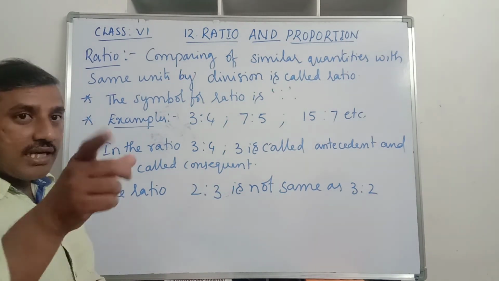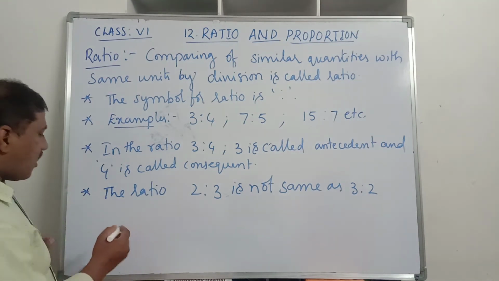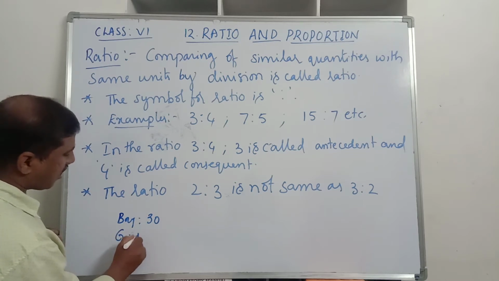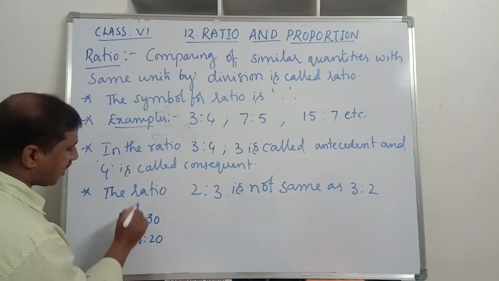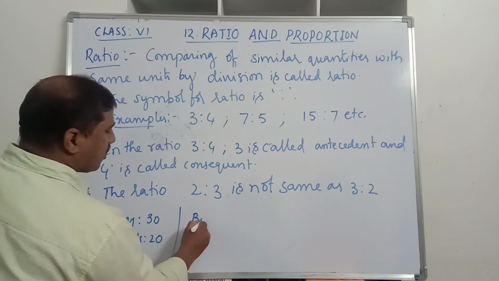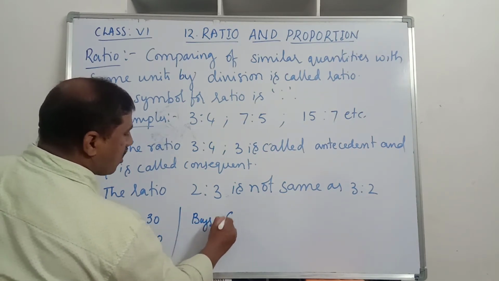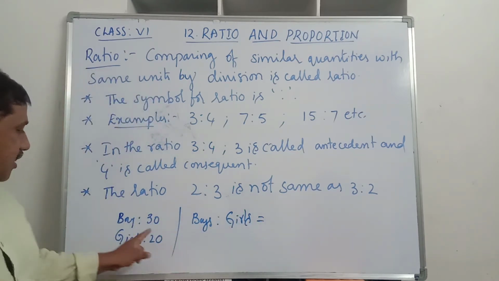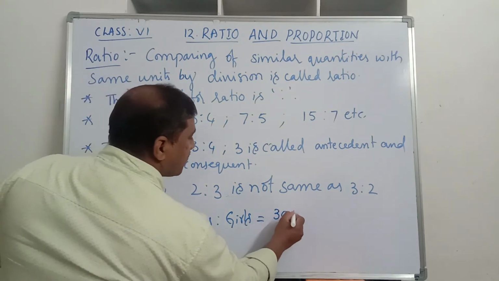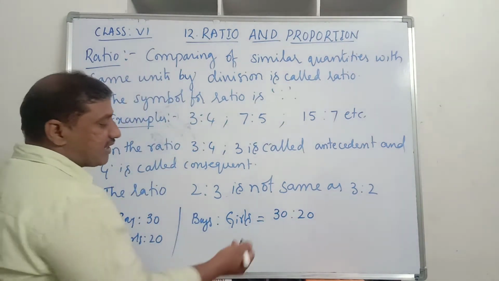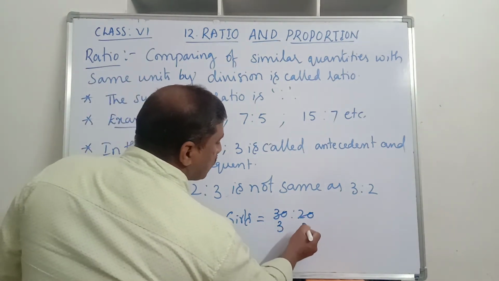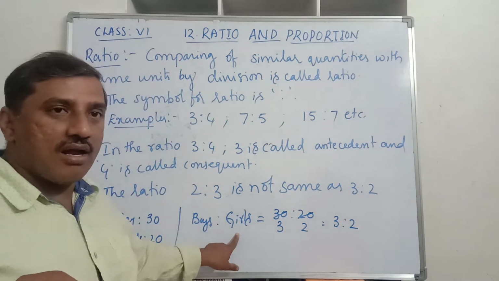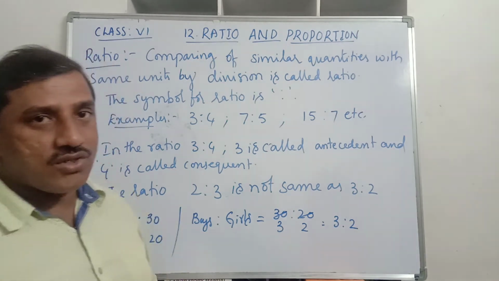For example, in class 6 of a school, there are boys and girls. Boys are 30 students and girls are 20 students. Now, what is the ratio of boys to girls? The first is boys, 30 is to 20. Then we express them in the simplest form. 10 3s are 30, 10 2s are 20. That is the 3:2 ratio. The ratio of boys to girls in class 6 of a school is 3:2.